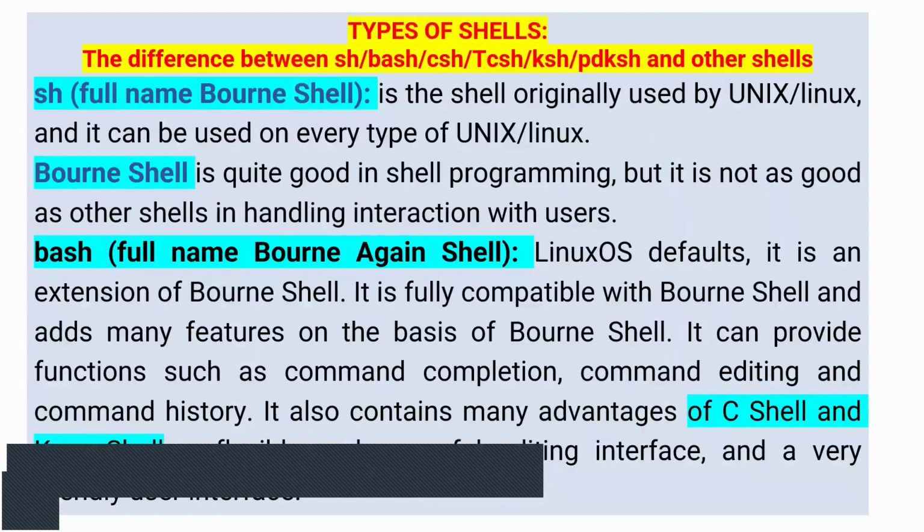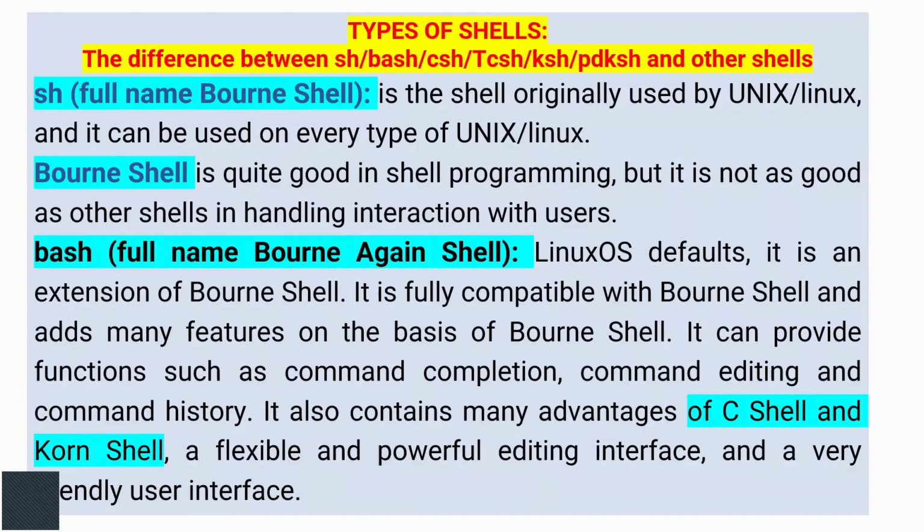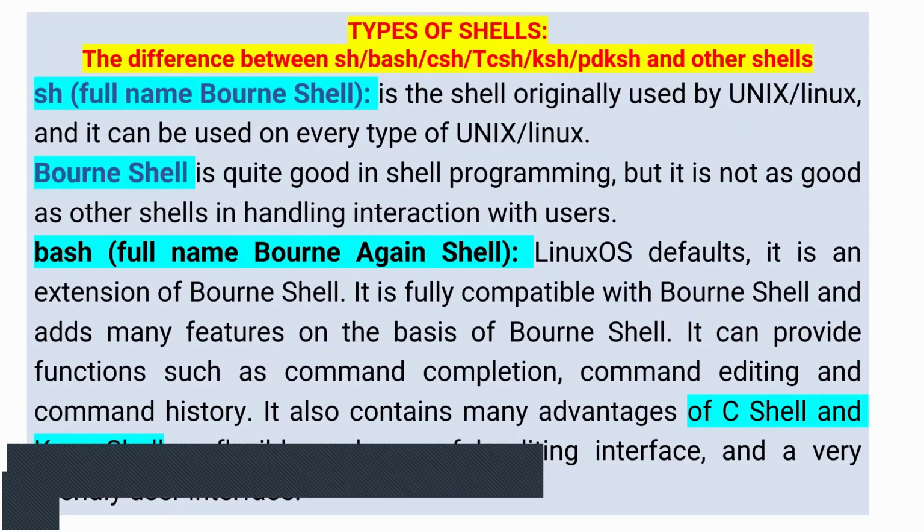So this is how the different shells are being developed by different creators, and the different types of shells have their different features. Talking about sh, which is the Bourne shell, it was originally used by Unix and Linux and can be used on every type of Unix and Linux. The Bourne shell is quite good in shell programming, but it is not as good as the other shells in handling interaction with the user.